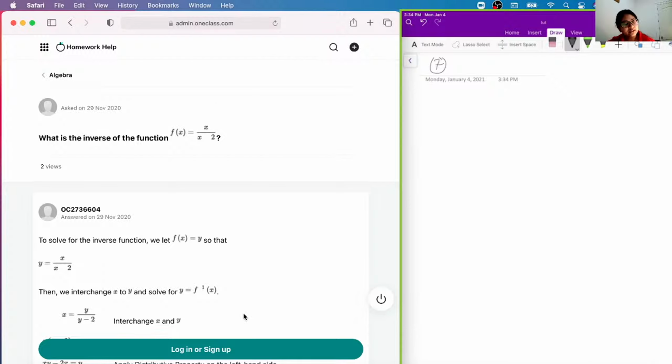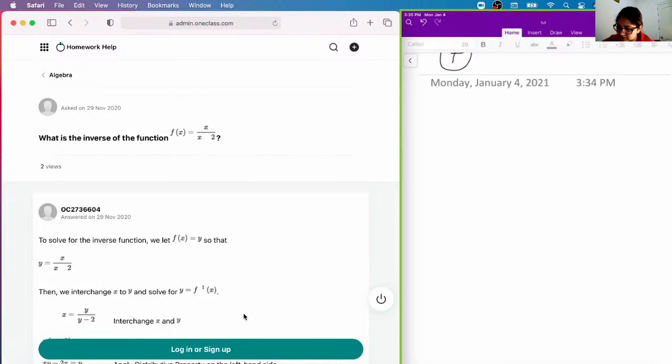Okay, so our next question says, what is the inverse of the function f of x is equal to x over x minus 2? That's supposed to be a minus. Okay. So we have to solve for the inverse function. So let's say f of x is equal to x over x minus 2, right?